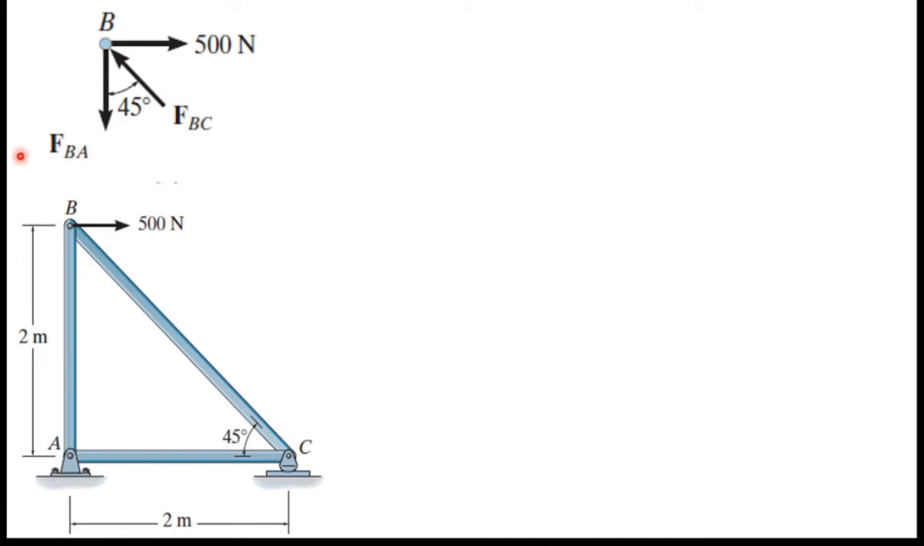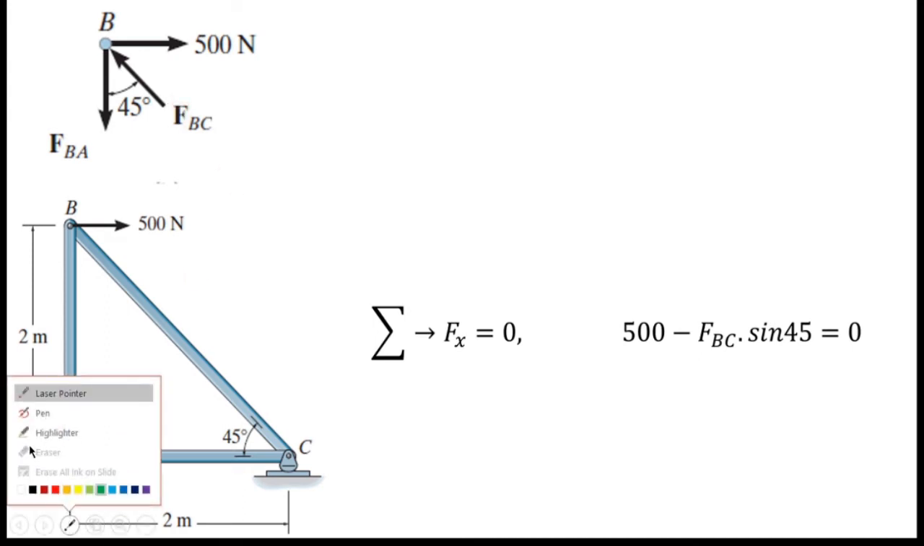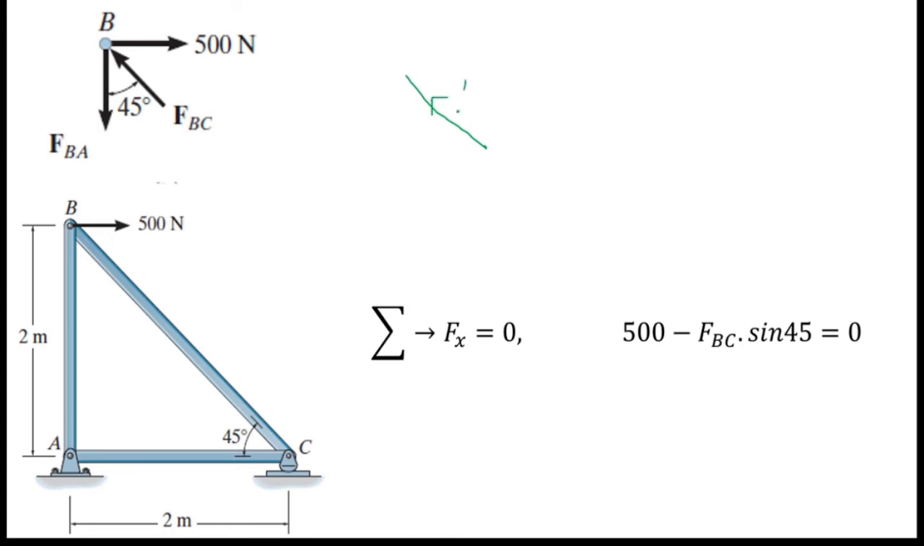Okay, now I am going to find these forces. So first I am going to consider the sum of horizontal forces. If I consider horizontal forces, I will have to write the 500 Newton force, so I wrote it here, and the horizontal component of the FBC force. I will show you how I write FBC. I know this angle, it's 45 degrees. The horizontal component is FBC sine 45.